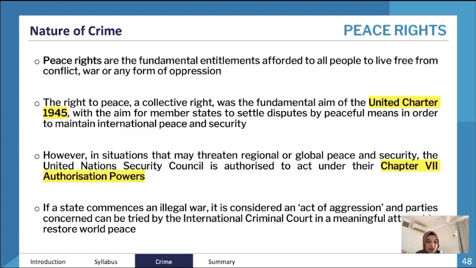You cannot force them. If a state commences an illegal war, it is considered an act of aggression, and parties concerned can be tried by the International Criminal Court in a meaningful attempt to restore world peace, which is really, really important. But again, state sovereignty. So even if they're found guilty of acts of aggression, really the only thing that can stop them from continuing the acts of aggression is public pressure.